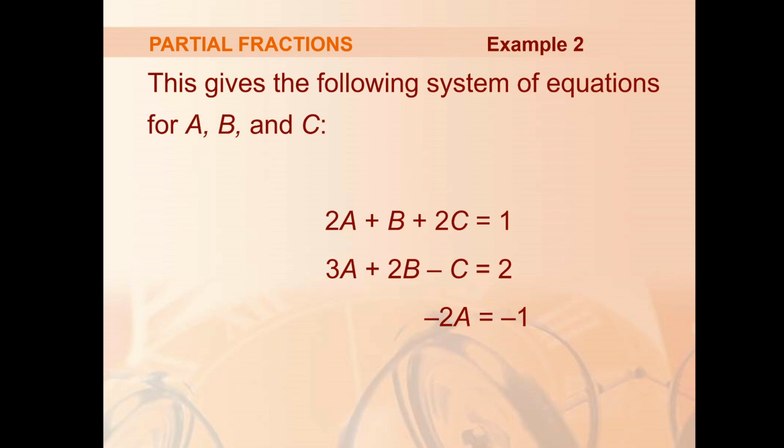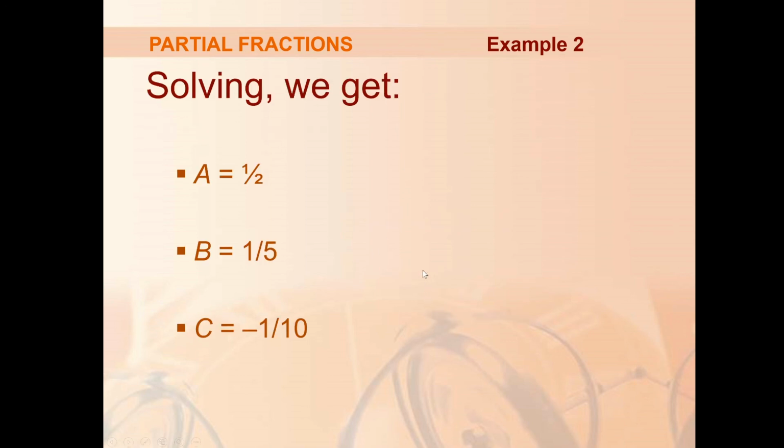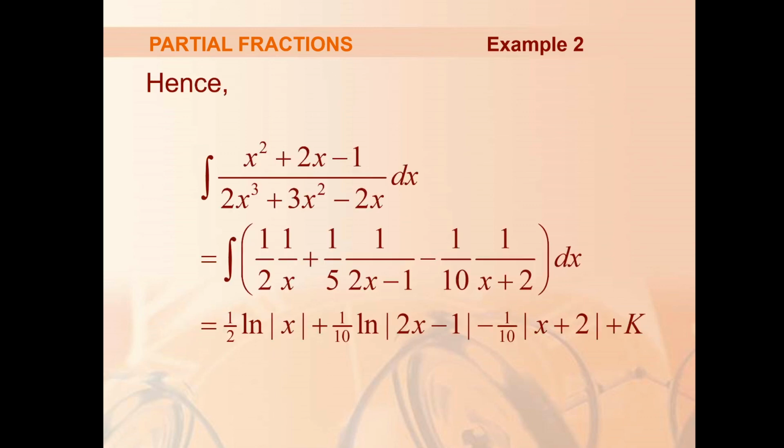Once you solve for a, you can plug the value of a into the first and second equations, so we can solve for b and c. It's a linear system of equations, so we get b and c. b is 1/5, and c is negative 1/10. Then plugging the numbers back into the setup for the original integrand, we have 1/2 times 1 over x plus 1/5 times 1 over 2x minus 1, and then negative 1/10 times 1 over x plus 2, because those are the values of a, b, and c.